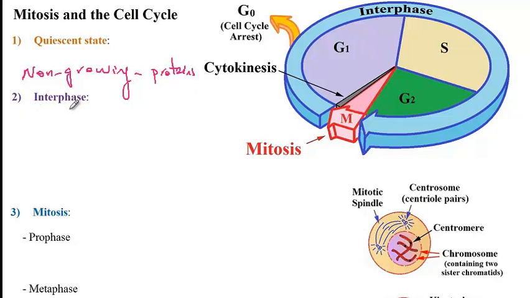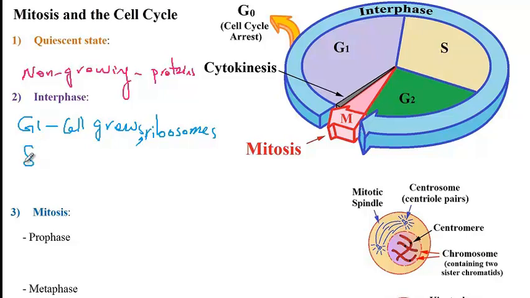The next phase is interphase, which is shown right here in the light blue color. Interphase is actually the time during which the cell grows and is preparing for the next step, which is mitosis, that's division of the chromosomes, and then finally cytokinesis, which is division of the cytoplasm. So interphase is actually the growth phase. And interphase is divided into three phases itself. G1, during which time the cell grows in size and produces more ribosomes and proteins in preparation for cell division.